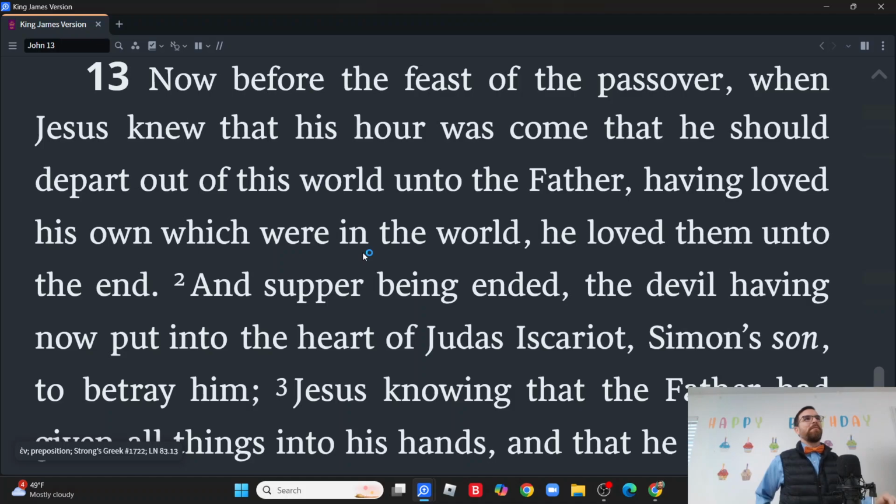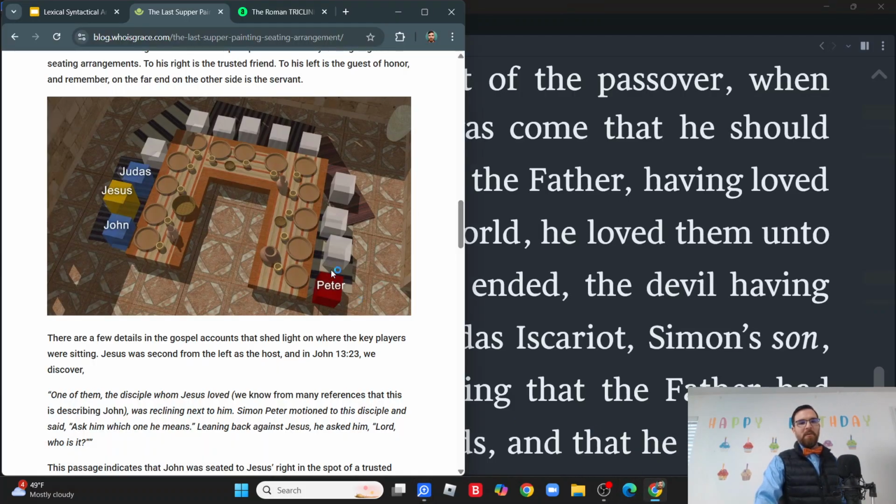How many of you guys, when you picture the Lord's Supper, picture the famous painting, right? Okay. Here's more what you should be thinking. It's called a triclinium, and it's like a U basically, and this is where people think the characters in the story would have sat.